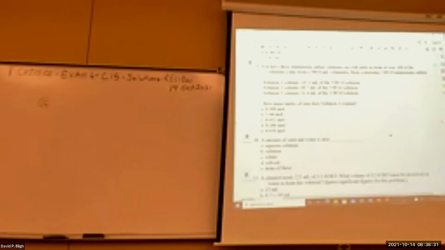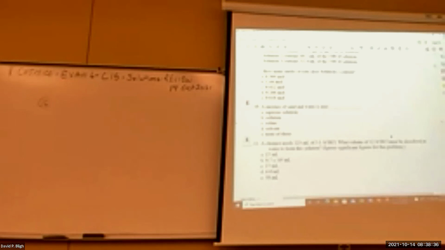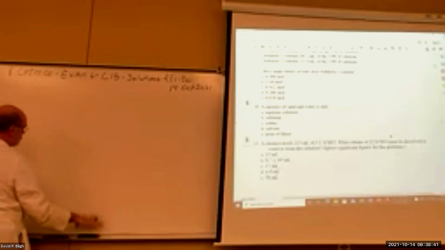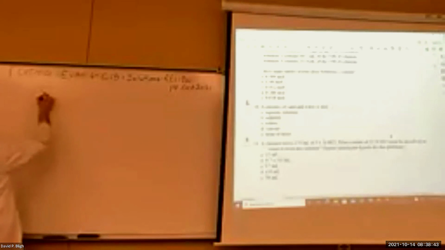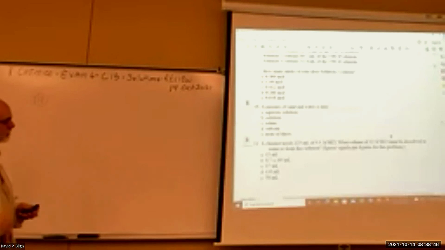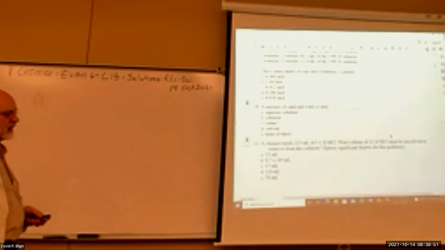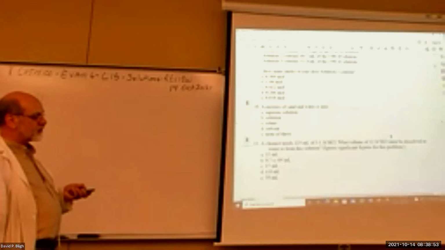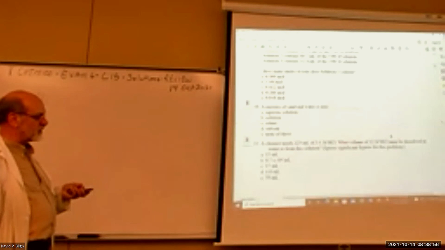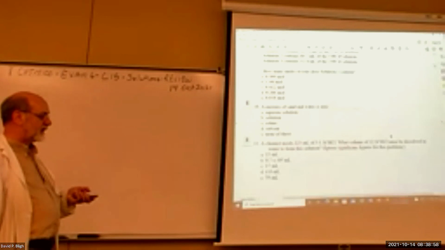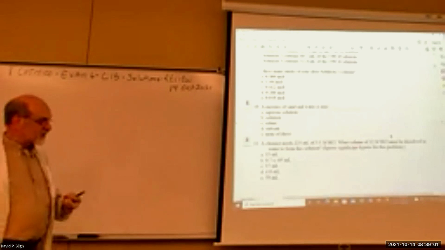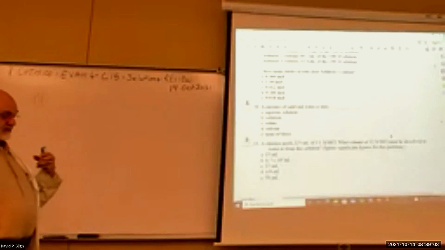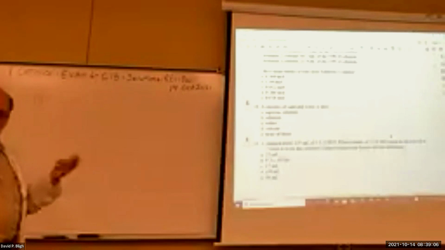About 11. I need to scroll that one. Here we go. Number 11. A chemist needs 225 milliliters of 3.1 molar hydrochloric acid. What volume of 12 molar must be dissolved in water to form this solution? Okay. This is same as before. This is a dilution problem.